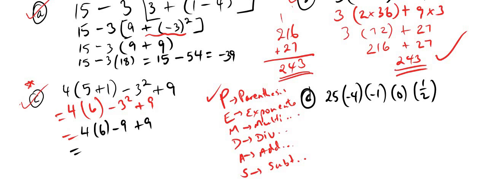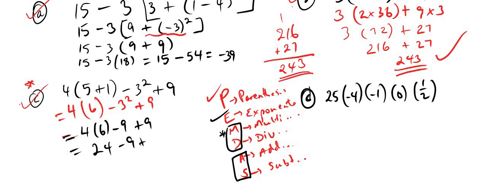Now, what do we have remaining there? We dealt with exponents. So we're left with multiplication, division, addition, and subtraction. What operations do we have there? We have multiplication, subtraction, and addition. Which one should we do first? Multiply. Right, because based on the order of operations, multiplication and division must be done before addition or subtraction. So we multiply 4 by 6 to get 24.